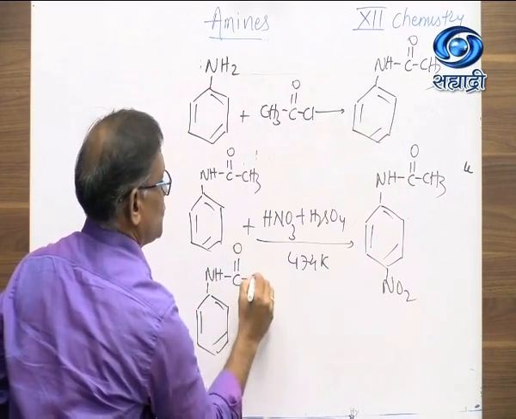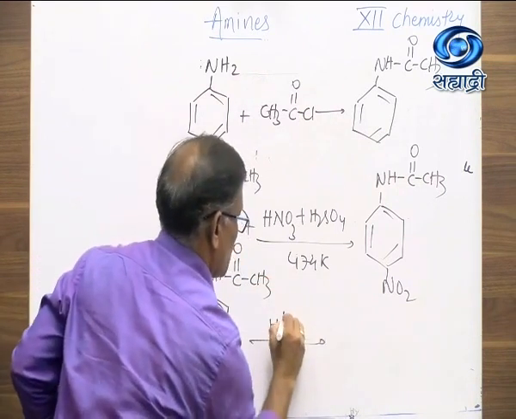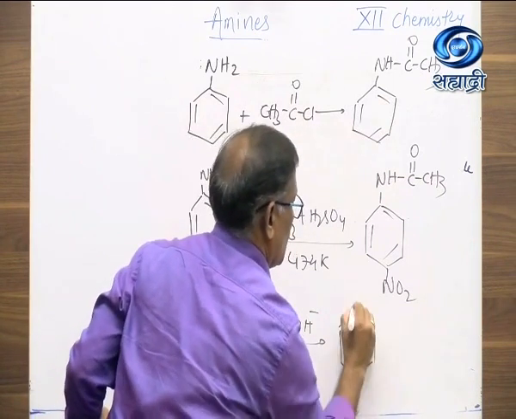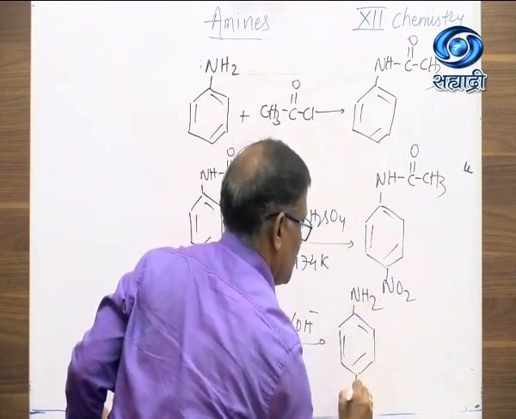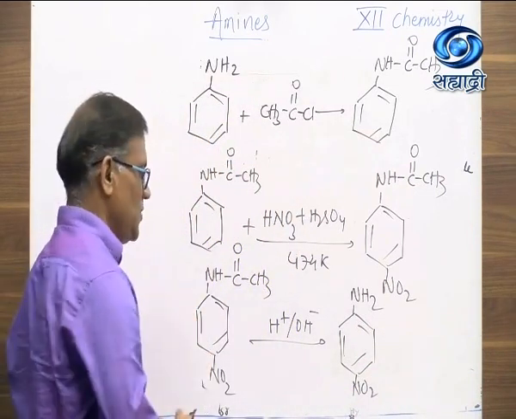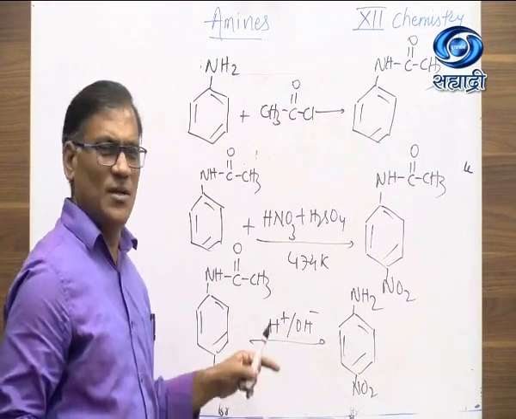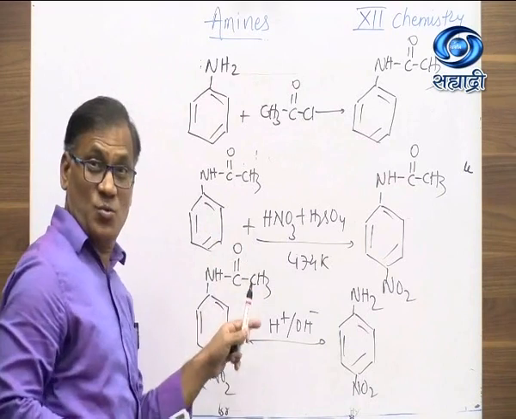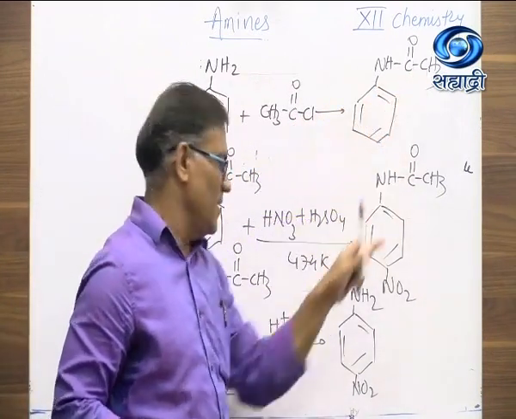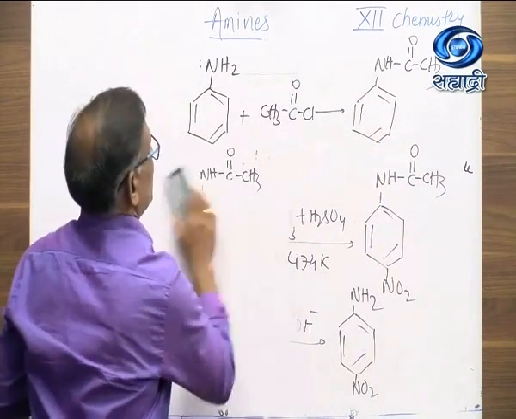And finally para-nitroacetanilide is hydrolyzed by H plus or OH minus ion to form para-nitroaniline. Now the last reaction, students, that is the sulfonation reaction. Have you understood these reactions? The sulfonation reaction is again a 2 marks question, very important. Acylation protects the NH2 group, and finally it is restored by the hydrolysis reaction.